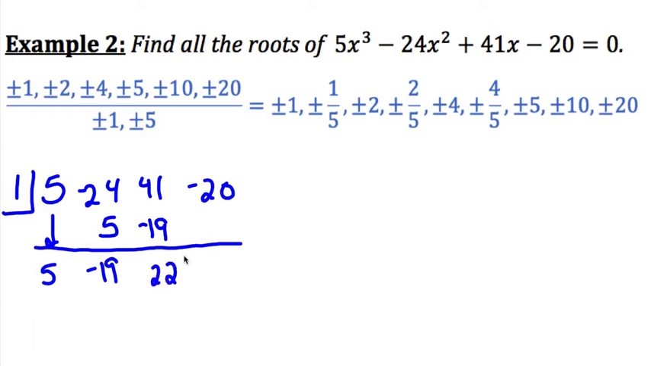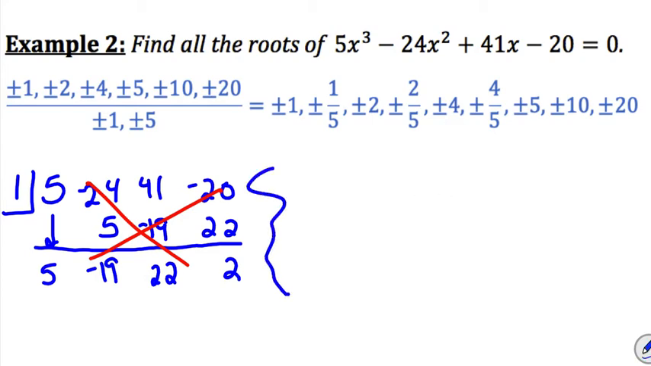22 times 1 is 22. And negative 20 plus 22 gives you 2. As soon as you realize this last number is not a 0, you can stop. That's all we're looking for is a 0 here. So once we know it's not 0, we know that it's not our answer, and we're done. We just drop it and move on. No sense in wasting any time on it if we know it's not our answer.